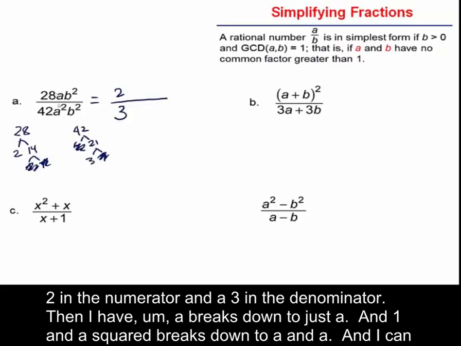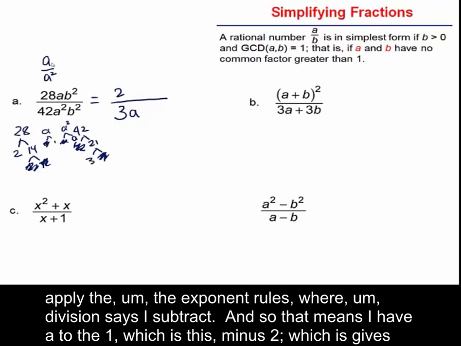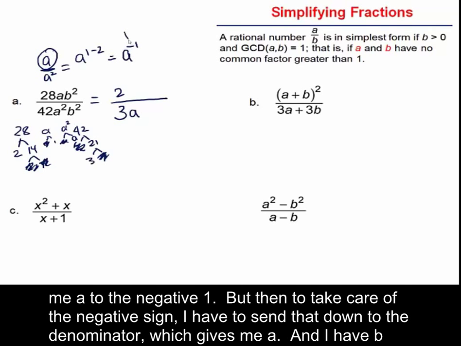Then I have a breaks down to just a and 1, and a squared breaks down to a times a, and I can cross out a common factor, so I'm left with a 1 in the numerator and an a in the denominator. Or I can realize that I have a divided by a squared, and I can apply the exponent rules, where division says I subtract, so that means I have a to the 1 minus 2, which gives me a to the negative first, but then to take care of the negative sign, I send that down to the denominator, which gives me a.